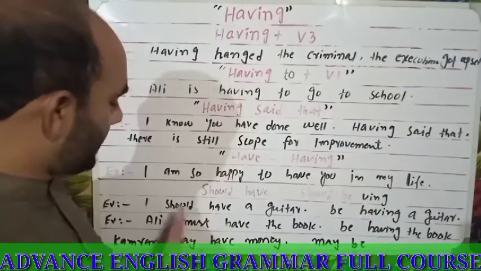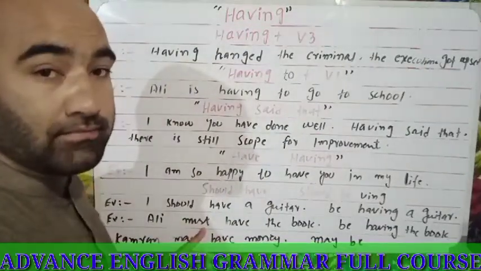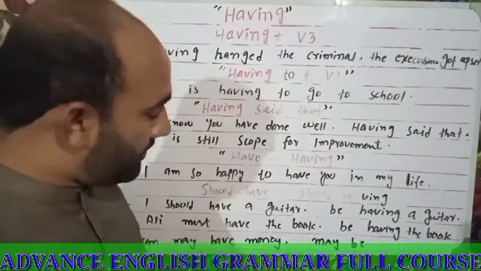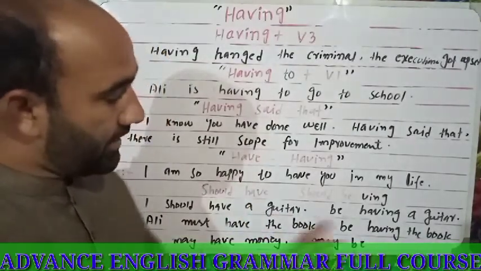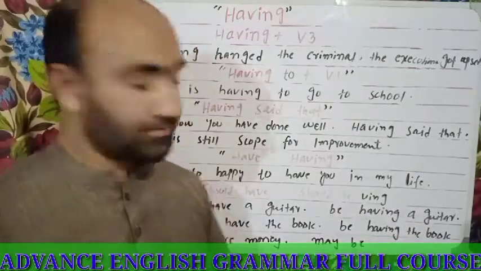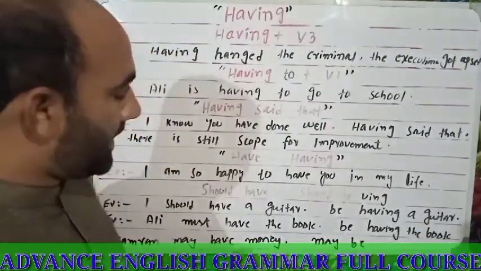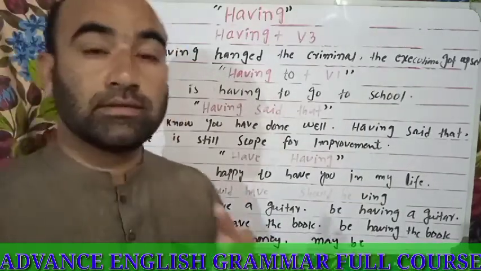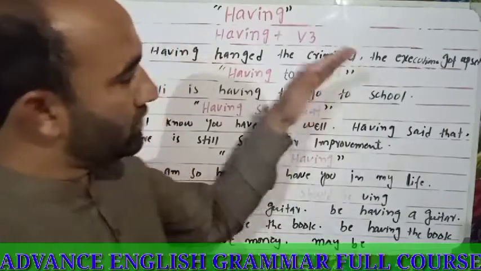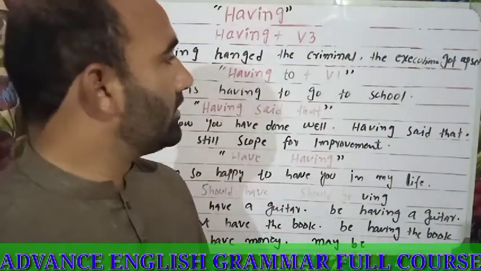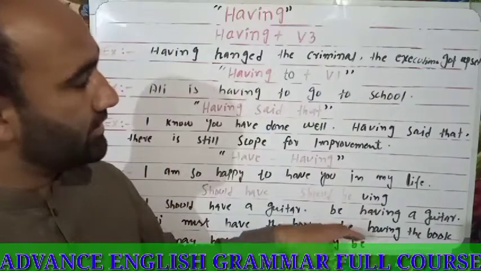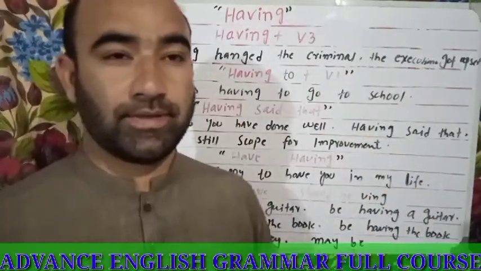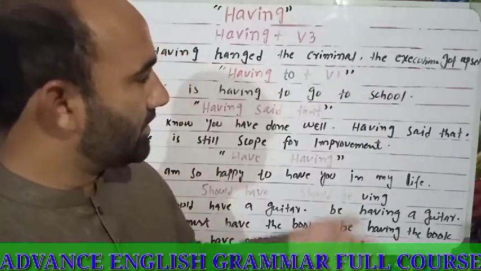And another sentence, the compulsion is here. Ali must have the book. Ali must be having the book. Kamran may have money. Kamran may be having the money. We use having with all these, we use having in all these different ways. You can use it in whichever way you like.